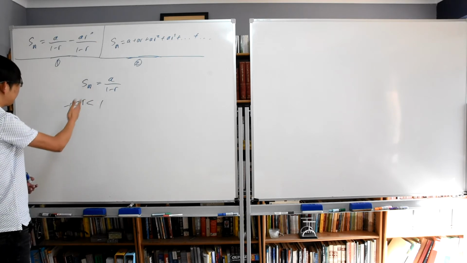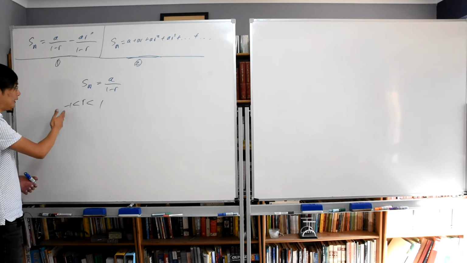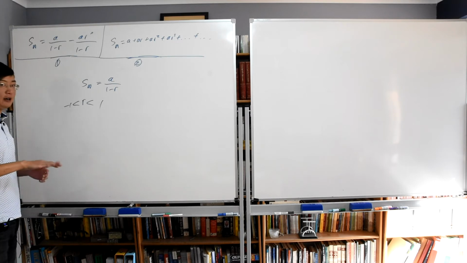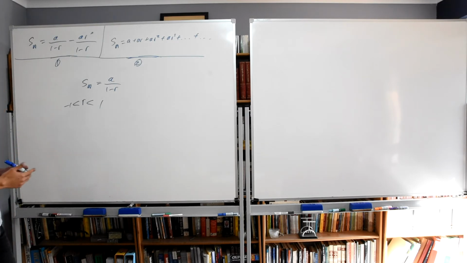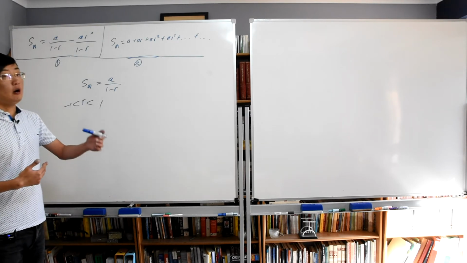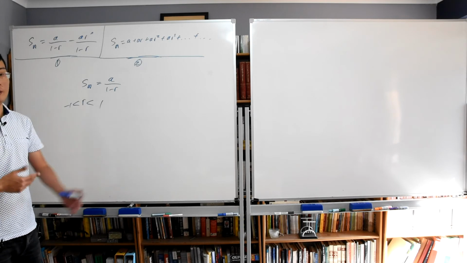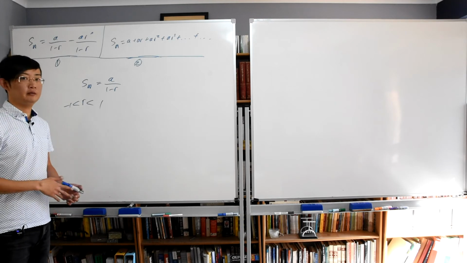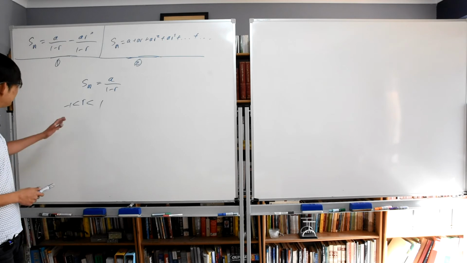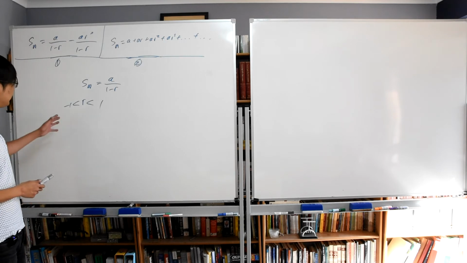This only works if the common ratio value is between minus 1 and 1. Had it been outside of minus 1 and 1, let's say 1.1 and above, or minus 1.1 and below, it doesn't work. It only works within this special interval.